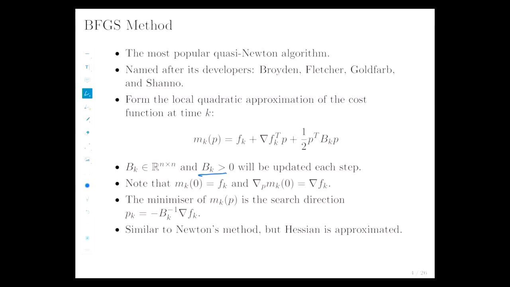So the minimizer of this local approximation, as we observe, is given by this relationship. Again, the important observation is that it is similar to Newton's method. The difference is we are approximating the Hessian with some other matrix. And we want to construct this sequence of matrices.